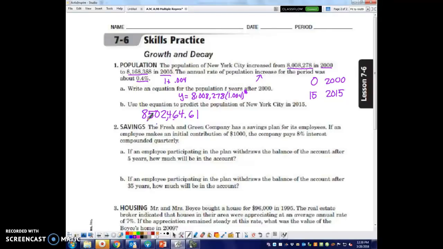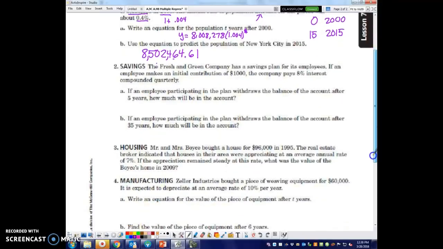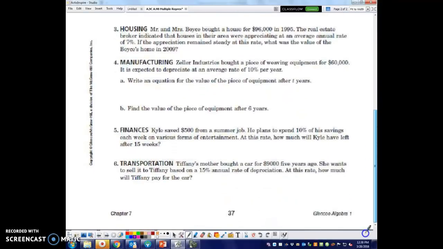Now, number 7. Let's look at number 7. Oh, I didn't renumber these. Okay, so it's numbered on your paper, so it's the one that says manufacturing. Number 4 on this paper, but number 7 on yours.